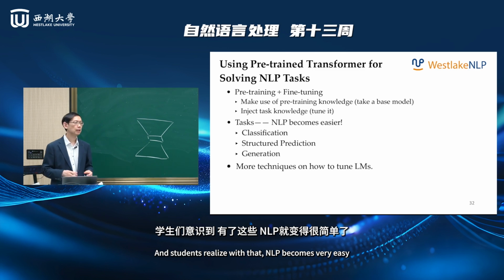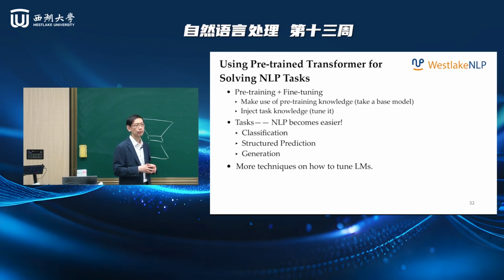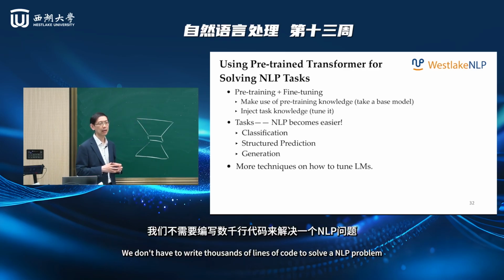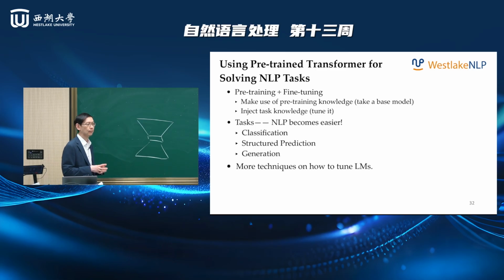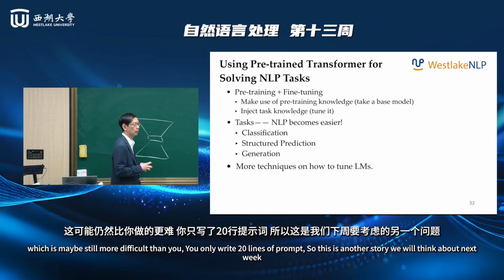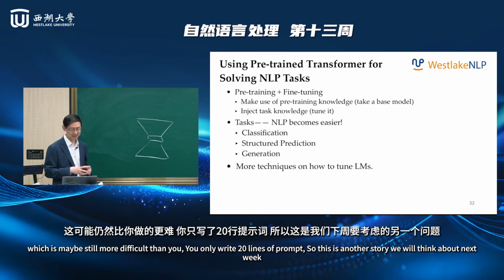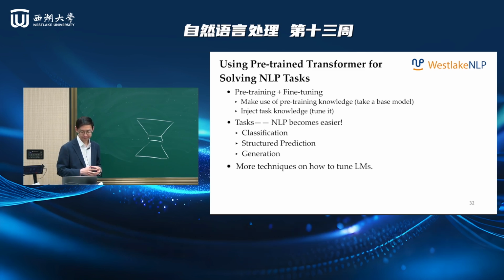And students realize that with that, NLP becomes very easy. We don't have to write thousands of lines of code to solve an NLP problem. We only need maybe 100 or 200 lines of code to get the state-of-the-art performance, which is maybe still more difficult than when you only write 20 lines of prompt. So this is another story we'll think about next week.